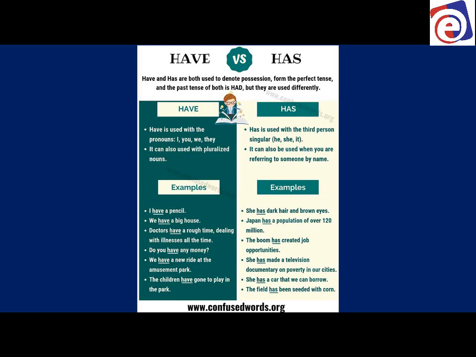Okay, so to review, have is used with the pronouns I, you, we, they, and also plural nouns. Has is used with he, she, and it. I, you, we, they have. He, she, it has. And has can also be used when you're referring to someone or something by name. All right?